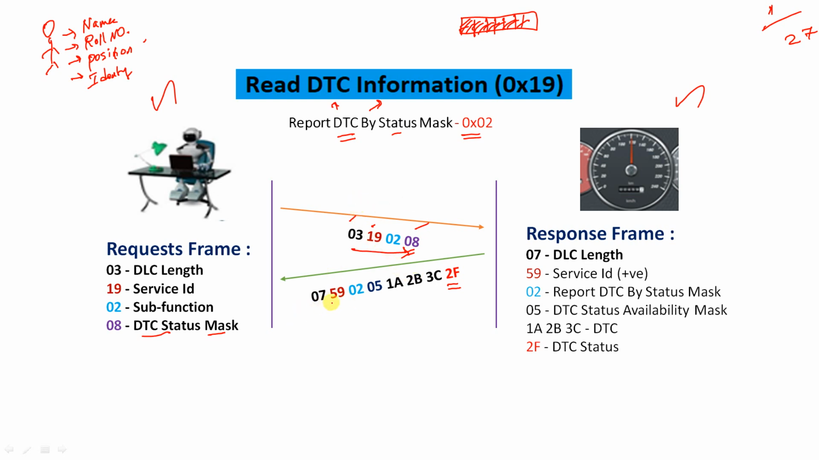Coming to the response frame, again 7 bytes have been occupied. So 7 bytes the ECU has given. Then 59 is the positive response.